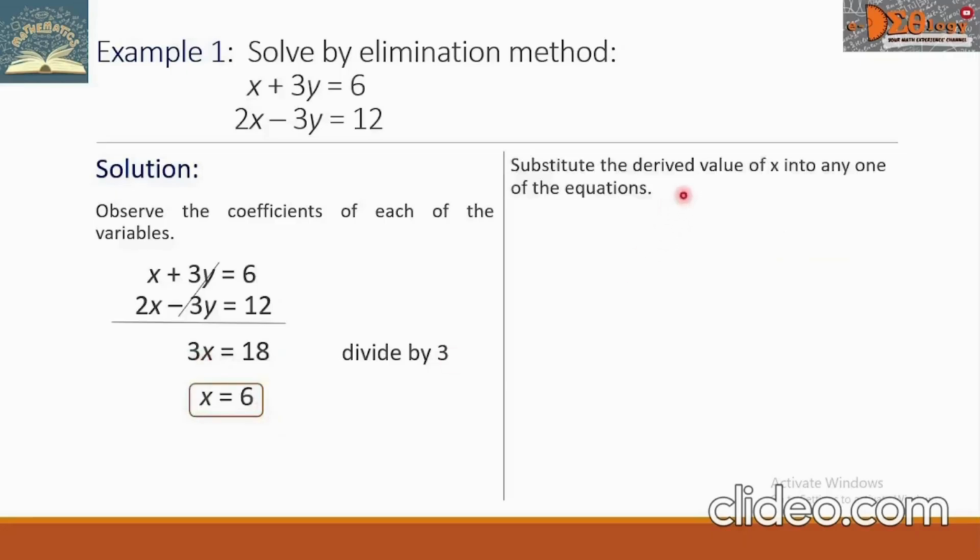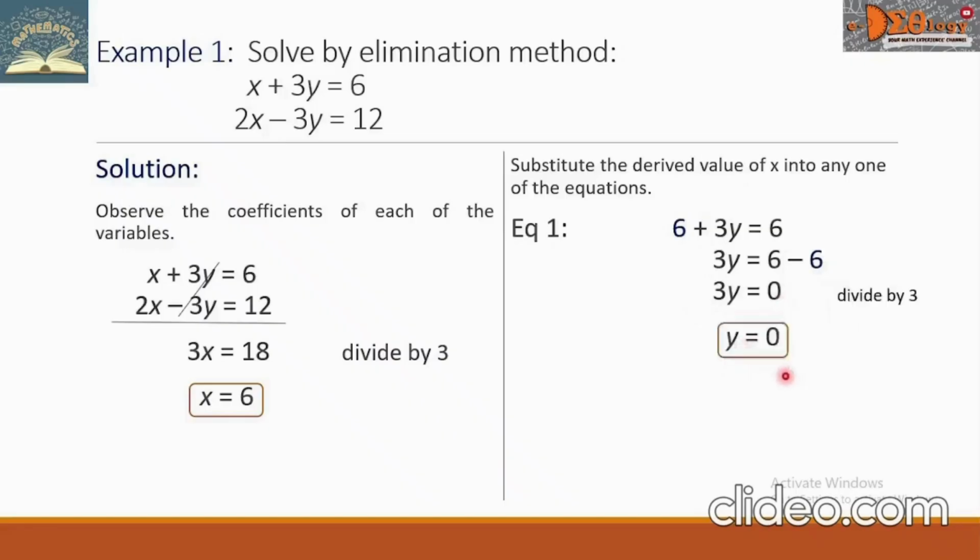Now we substitute the derived value of x into any one of the equations. Let's say the first equation. This is x plus 3y equals 6. x becomes 6 plus 3y equals 6. This 6 here, we transpose to the right. It becomes negative 6. Then the right side becomes 0. We divide the equation by 3, so that y equals 0. This is the value for y. So we are done with our problem. x equals 6, y equals 0.